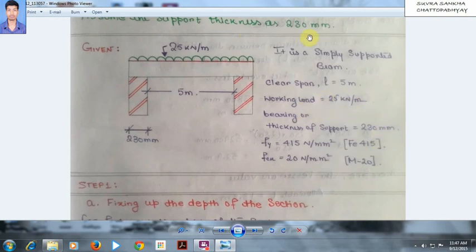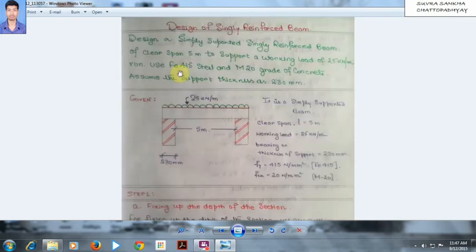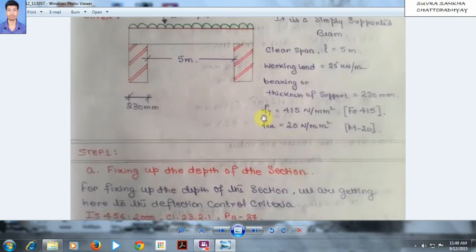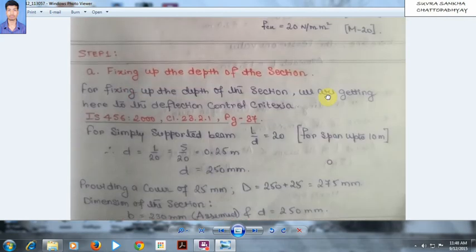Now the working load, that is the live load, is 25 kN per meter, and we are also given Fe415 steel and M20 grade of concrete. So the value of Fy is 415 Newton per mm square for Fe415, and fck is 20 Newton per mm square for M20 grade of concrete. Now we are starting the design.